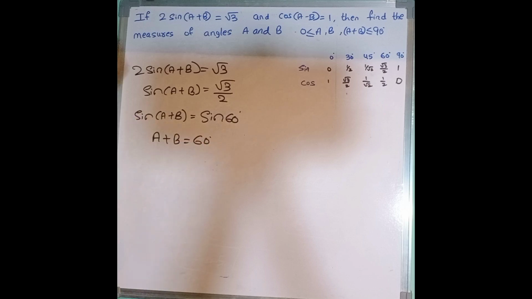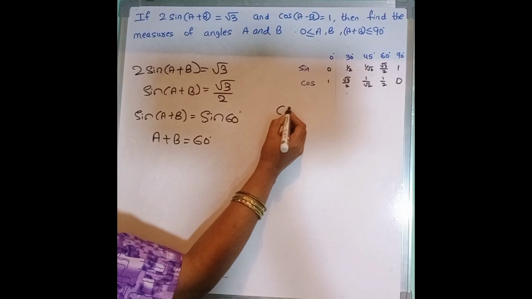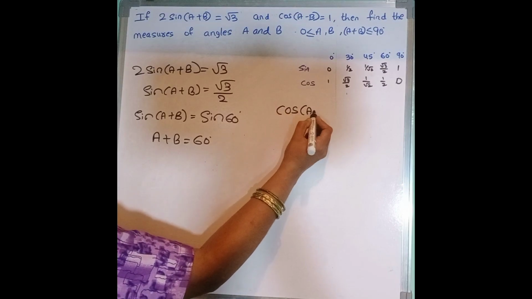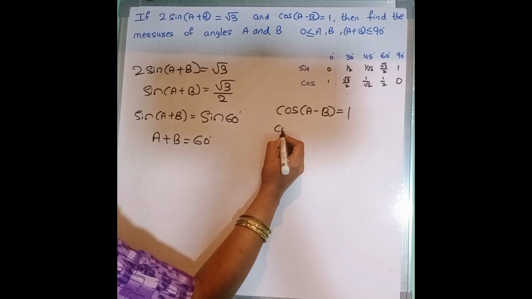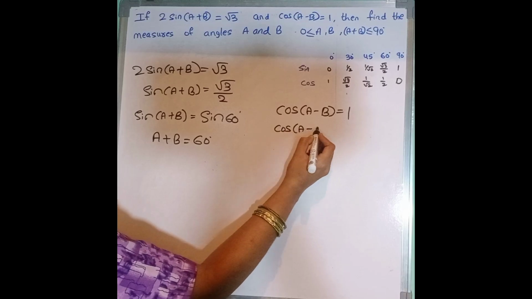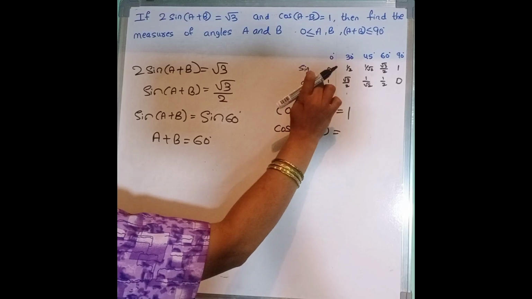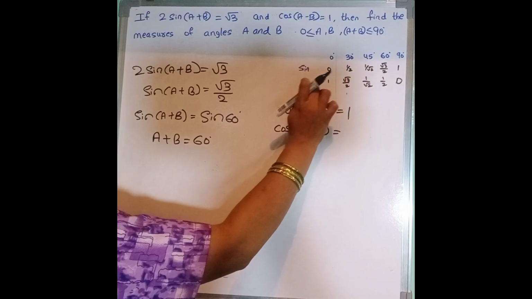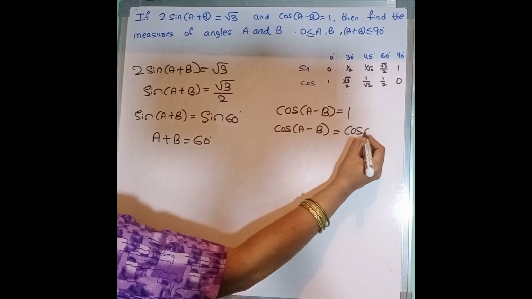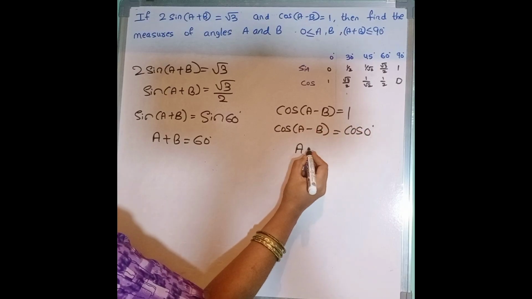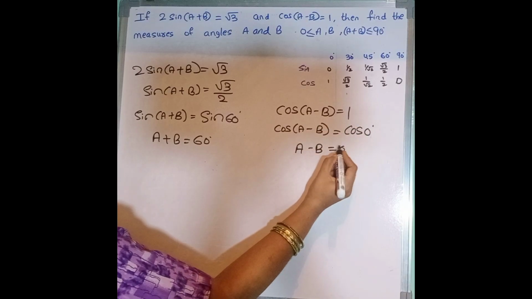Understand, students? Next, another one given is cos of A minus B is equal to 1. Cos of A minus B, cos of 0 degree is 1. Therefore, I will write here cos of 0 degree. That means A minus B is equal to 0.